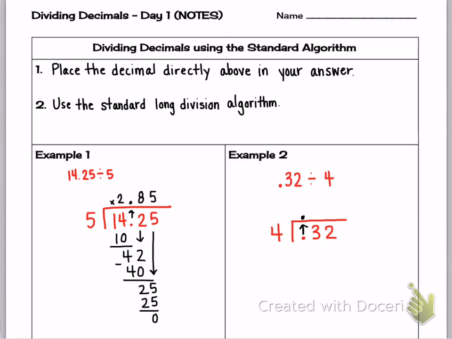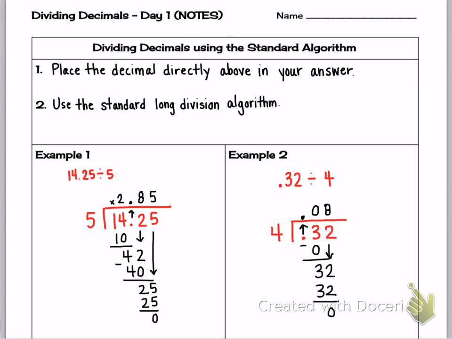Now, because it's after the decimal, and this is the tricky part, you have to show place value. So in the first example, I just put that little X there because 5 didn't go into 1. In this example, because the 3 is part of a decimal, it's in the tenths place, you have to show that place value. So we have to show that 4 goes into 3 0 times. 0 times 4 is 0. I subtract, I get 3, and bring down the 2. 4 goes into 32 8 times. 8 times 4 is 32, and we get 0.